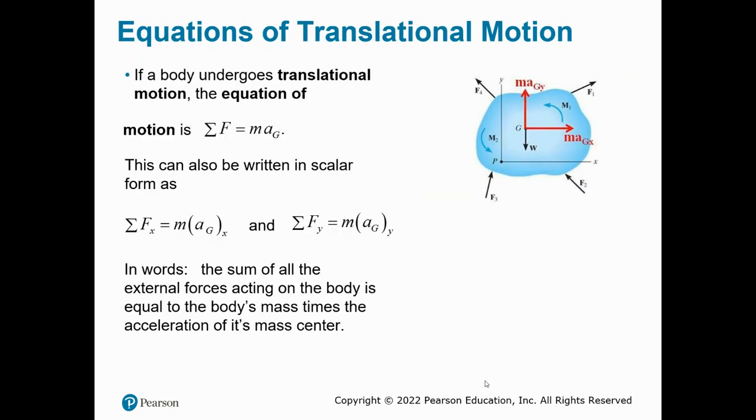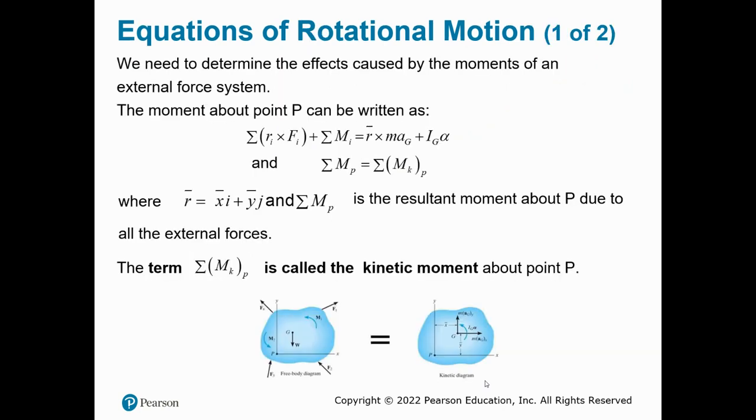Equations for translating motion: if a body undergoes translating motion, the equation says F equals ma_G. This could also be written in scalar form, where in the x direction you have Fx equals m(a_G)x, and in the y direction you have Fy equals m(a_G)y. In words, the sum of all the external forces acting on the body is equal to the body's mass times the acceleration of the mass center. So Newton's second law, in short.